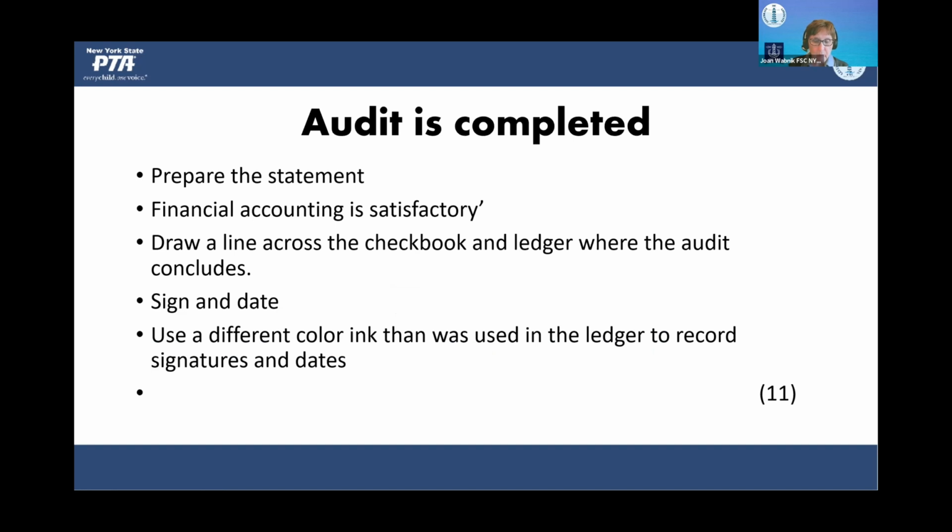So we want to reconcile the bank statements, which should be done monthly. We want to add up receipts and disbursements. We want the balance on hand to equal the balance in the checking account. And again, all this information is in the resource guide.